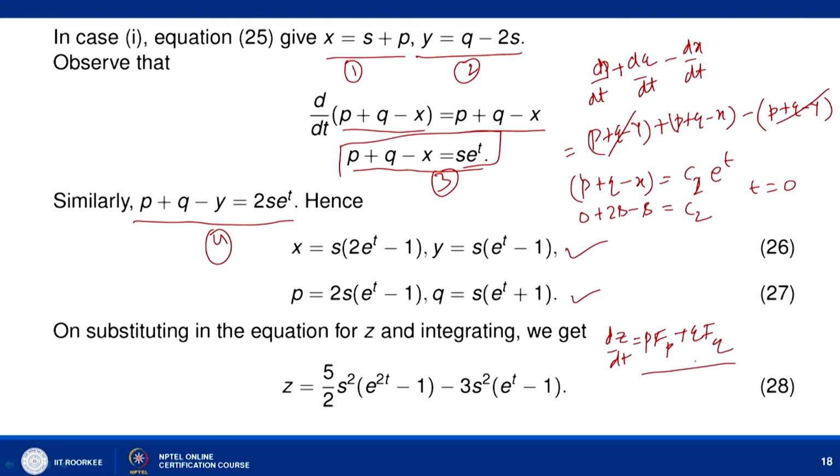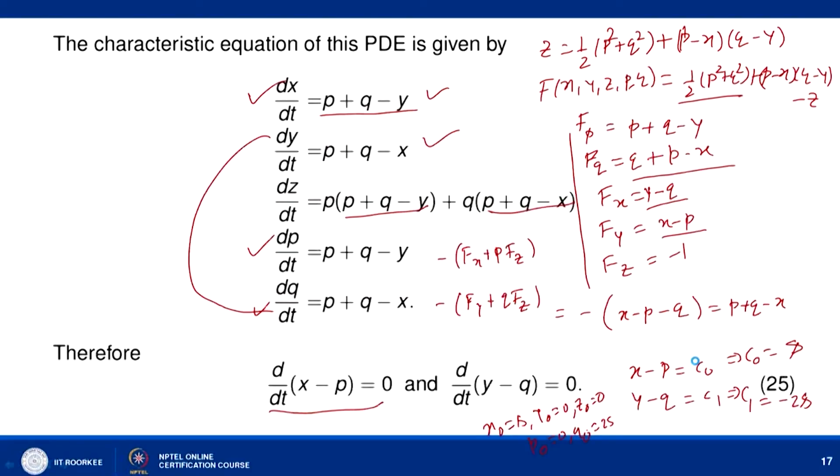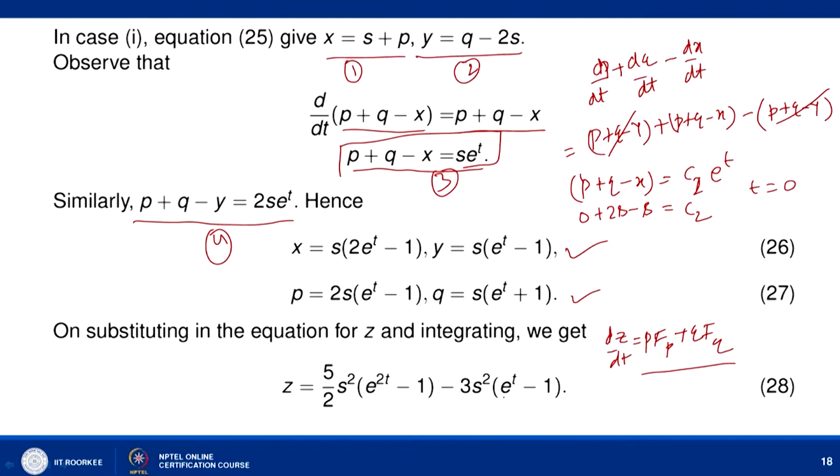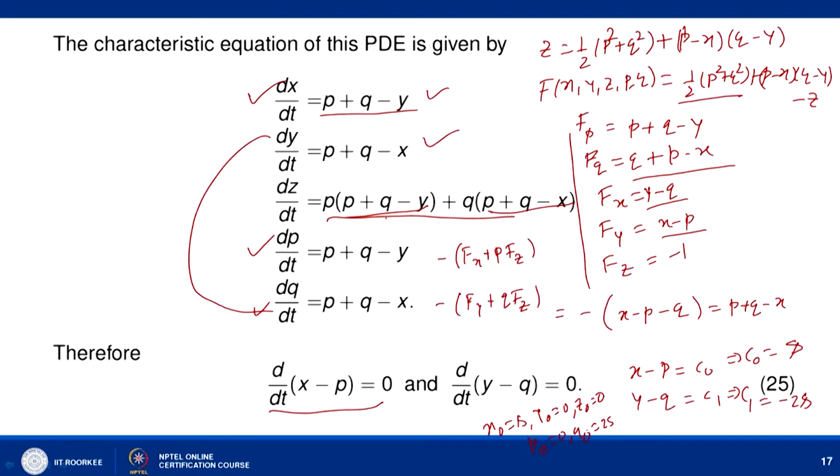So, using this you go back to this equation, then p plus q minus y you already know, p plus q minus x you know, p and q, all these are now known to us. Now, using this you can write dz by dt. So, let me write it, what is dz by dt? dz by dt equal to p f p, which is p plus q minus x, right, p plus q minus y.